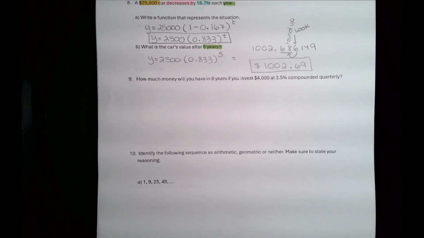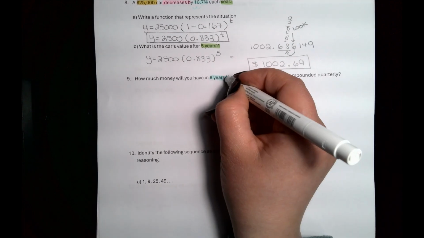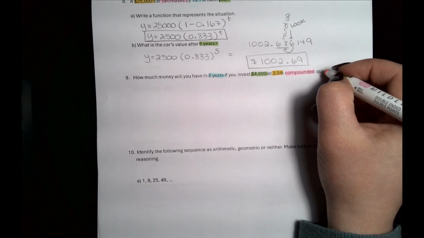All right. Question number 9. How much money will you have in 8 years? Hold on, we're talking money. We want to know how much money in 8 years if we invest $4,000. Okay, so we're starting with $4,000. We have a rate of 3.5%, and it's compounded quarterly. And I'm going to draw an arrow to this quarterly. These two go hand in hand. If you're seeing the word compounded, that means you're going to be using the compound formula. The word next to it could be quarterly, semi-annually, monthly, yearly.